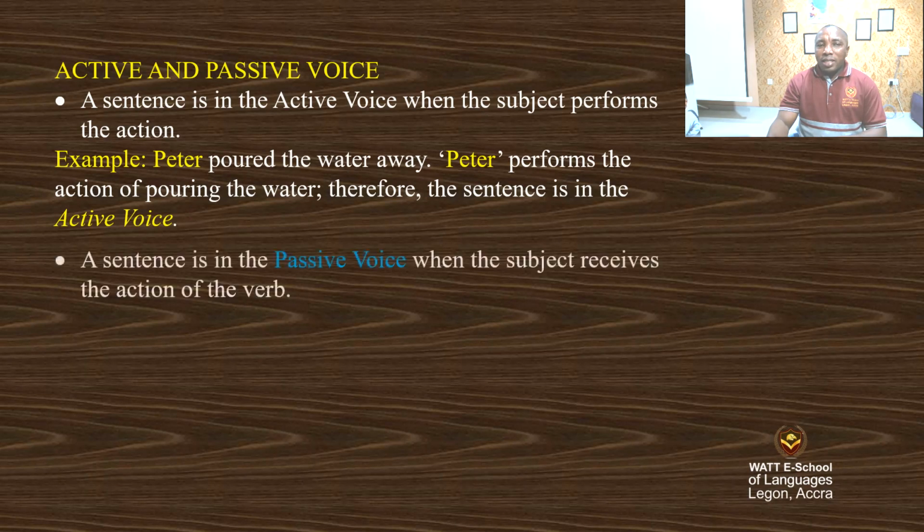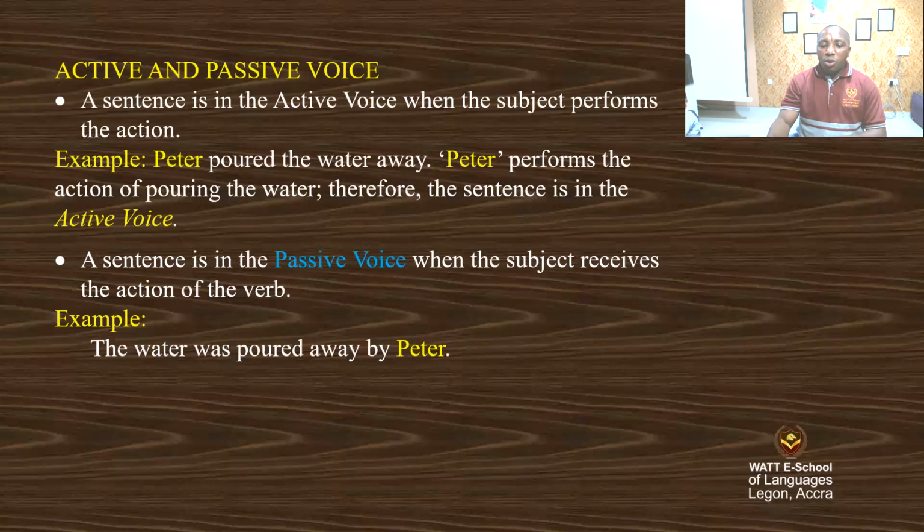Good. A sentence is in the passive voice when the subject receives the action of the verb. Taking the first sentence, the water is receiving the action of Peter. So let's go and see it. Example, the water was poured away by Peter. Here it is the subject that is receiving the action. That's why we see by Peter. So Peter is receiving the action.